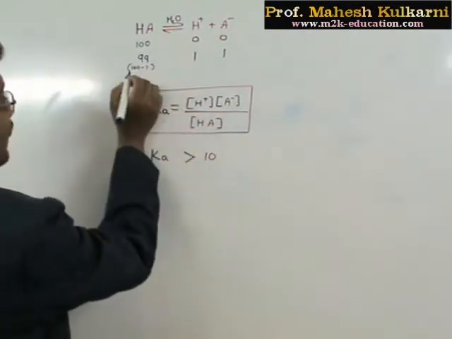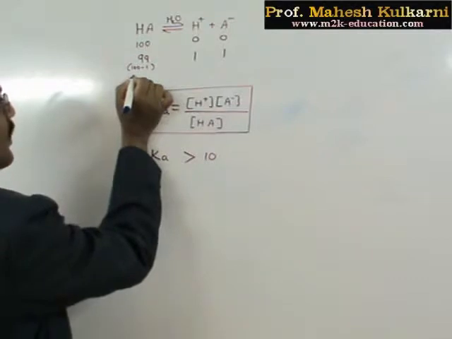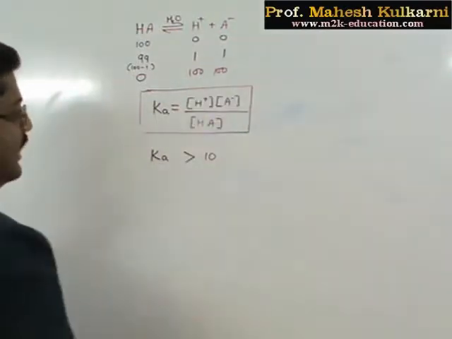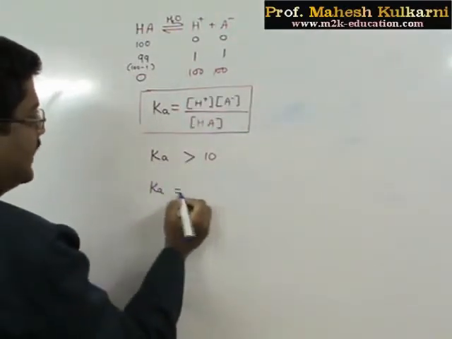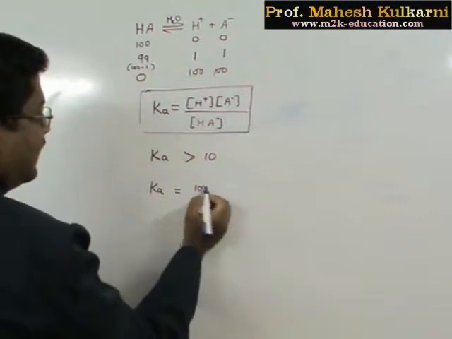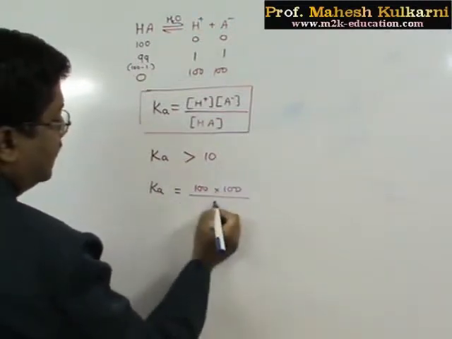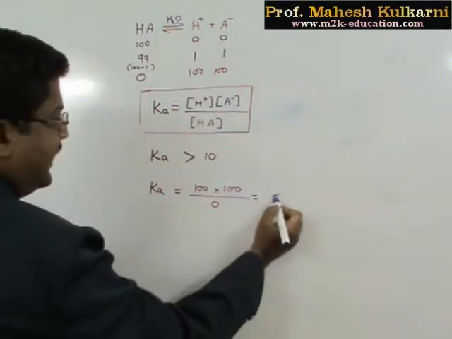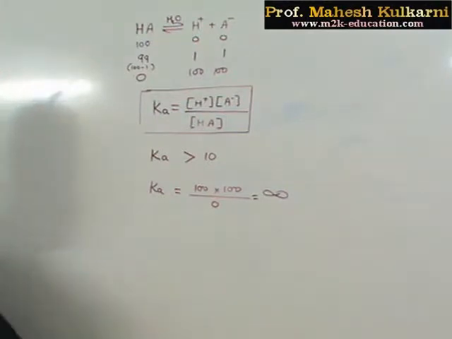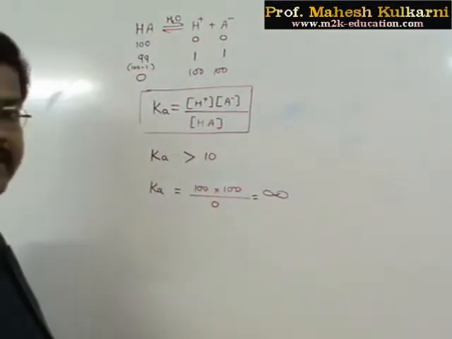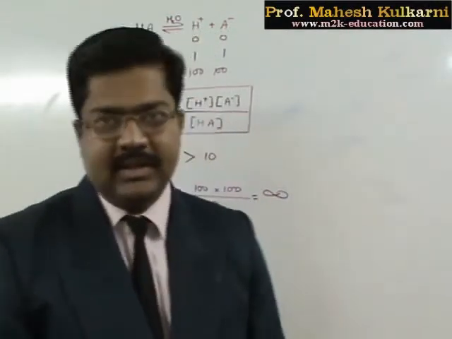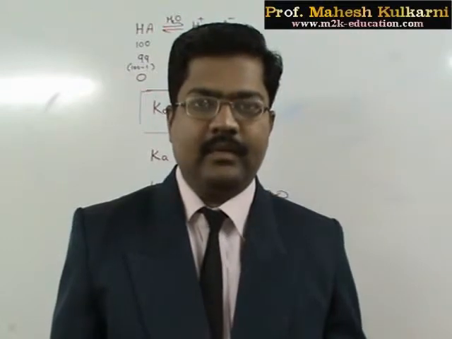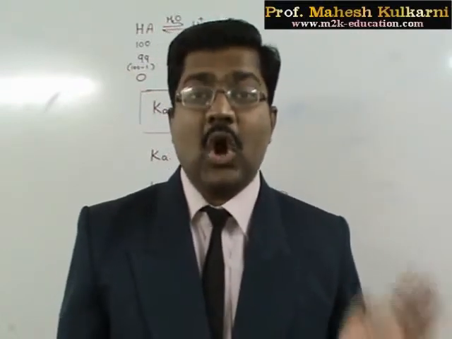Now suppose alpha is 100%, then just check out that HA will be 0, H plus will be 100 and A minus will be 100. So if I substitute these values, then I get the K value as 100 into 100 upon 0. Anything divided by 0 is meaningless or infinite, and you are aware that infinity is greater than 10. Therefore, if a substance or acid dissociates to 100%, then we have to call that a strong acid.